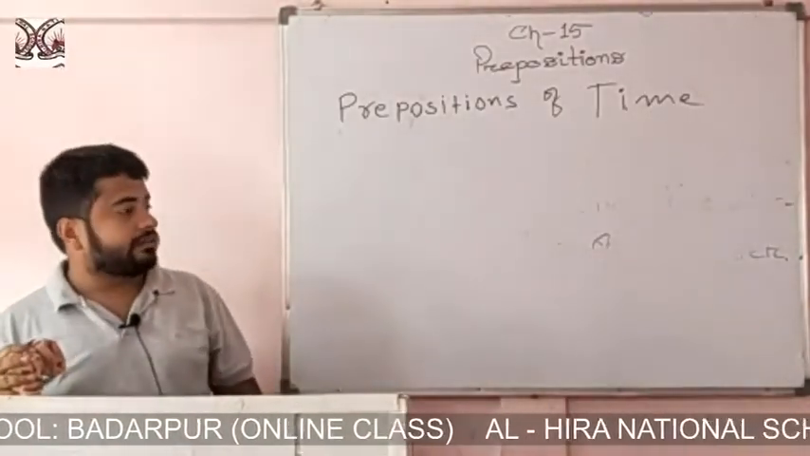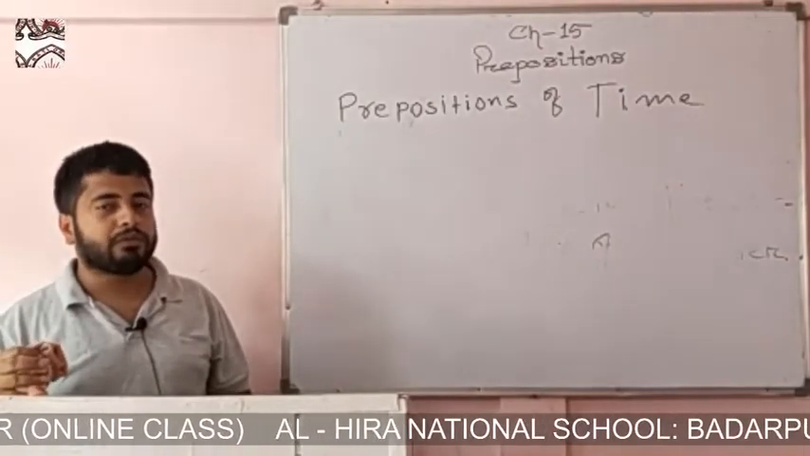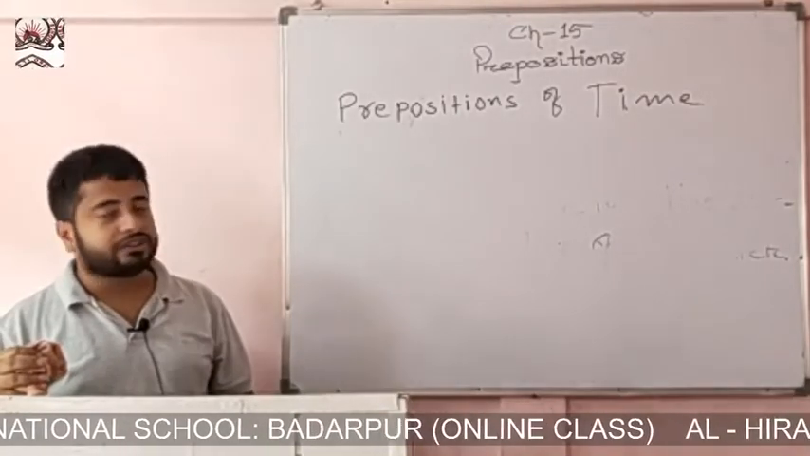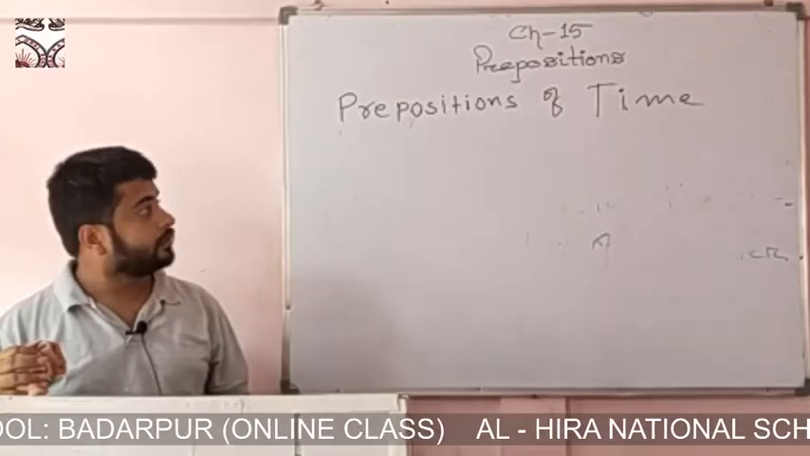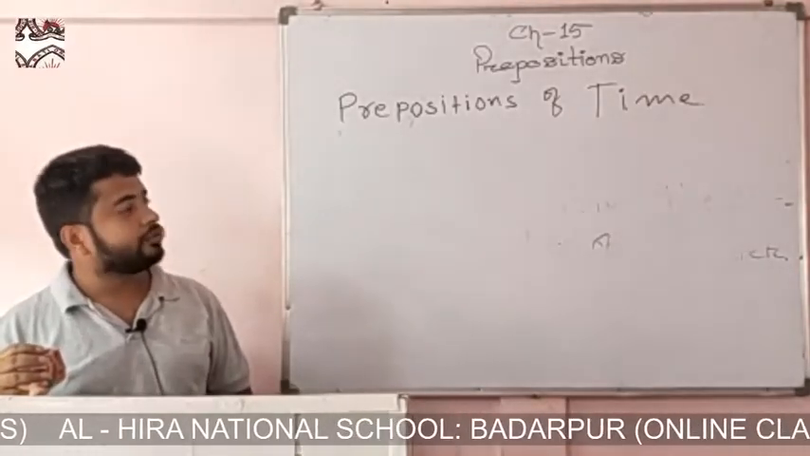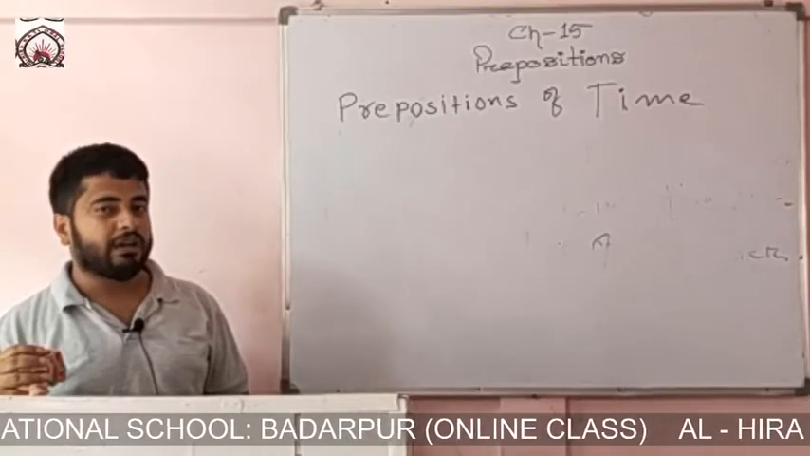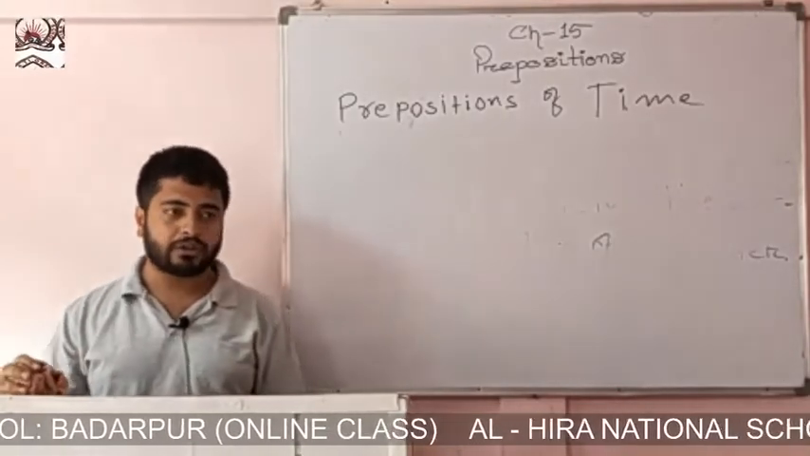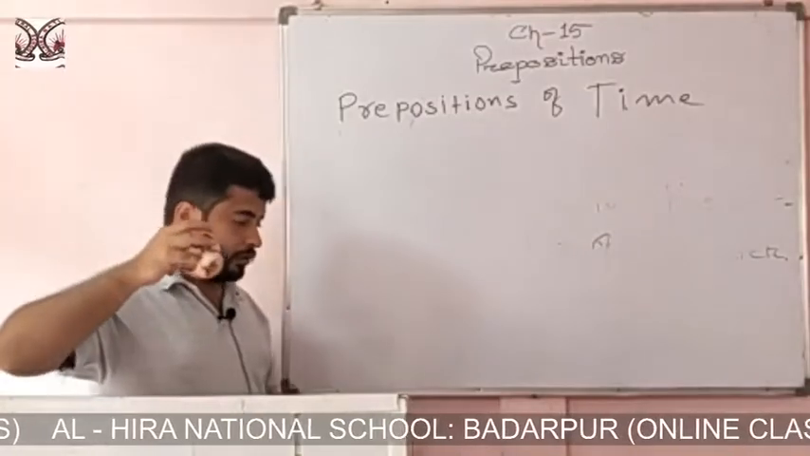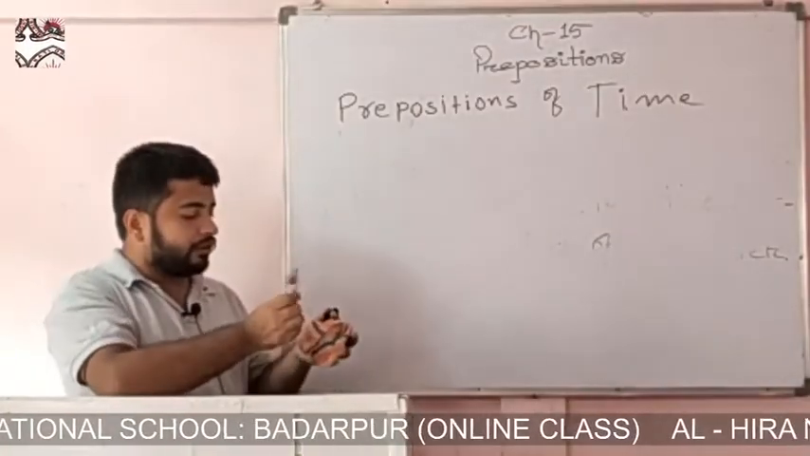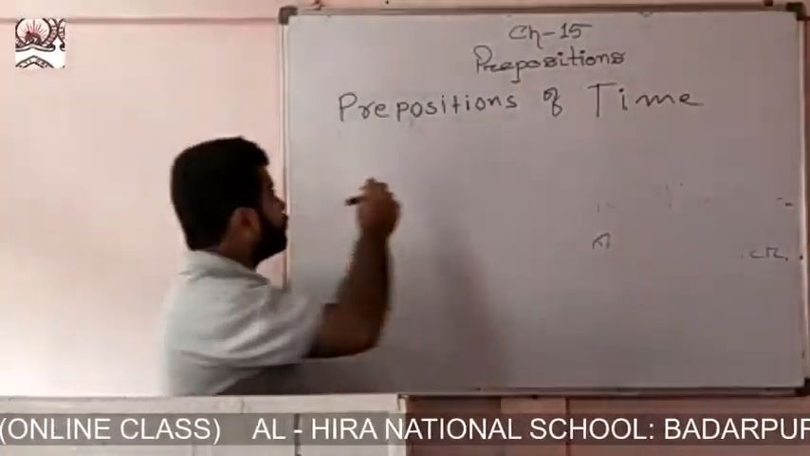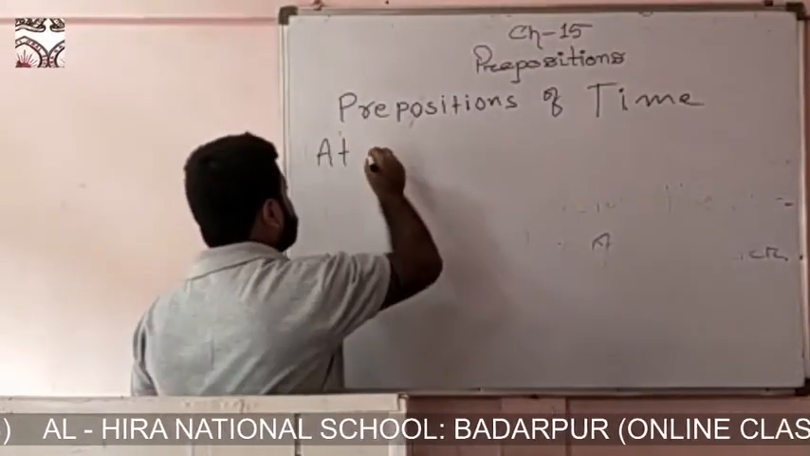So under this I will discuss 15 to 20 prepositions. By name you can understand that preposition of time means we use the preposition before time, like time of the day, days of the week, month of the year. Under preposition of time, the first preposition I am going to discuss is at.